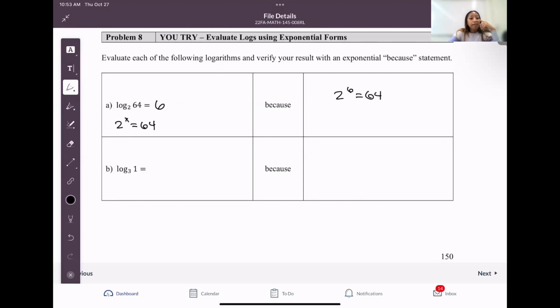All right. For log base 3 of 1, I like to rewrite these in exponential form. This is asking, if I take 3, what power do I have to raise it to get 1? We get 1 when we raise our base to the 0 power. Okay, so since 3 to the 0 power equals 1, that tells us that log base 3 of 1 equals 0. Our logarithm equals the exponent that we're trying to solve for.